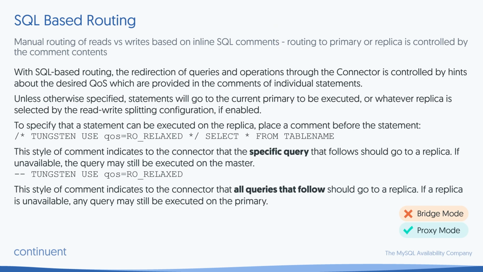The reason for this is that for SQL Based Routing, the connector needs to be able to see or interrogate the SQL that is being executed, and that is only possible when we're in proxy mode. So how does this work? Well, this is down to the use of inline comments and hints in your SQL, which can then influence the connector to route the statement accordingly. The hints will specifically set the QoS for the statement, as shown here in the example. By using the inline comment shown in the first example, the hint will only apply to that specific statement. By using the second example, all queries following that comment will be routed based on that QoS.